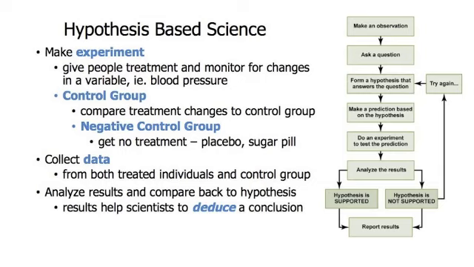And in this process, we collect data. So we will glean data from both the experimental and the negative control group, and then we will be able to analyze those results and compare back to the hypothesis. These results then help scientists to deduce a scientific conclusion.